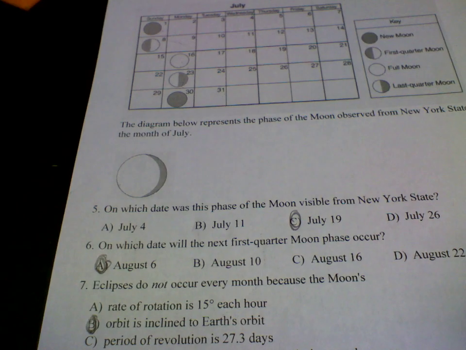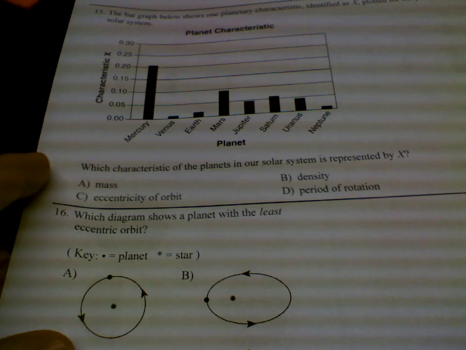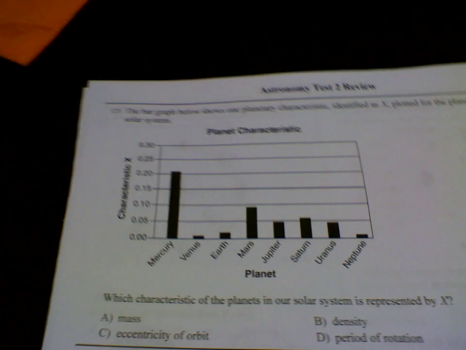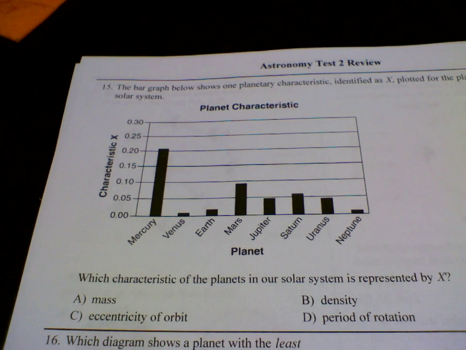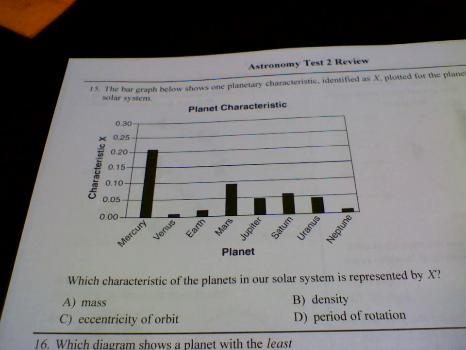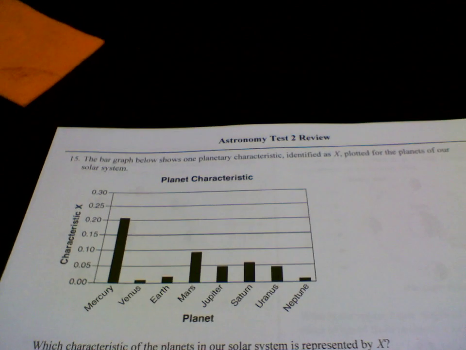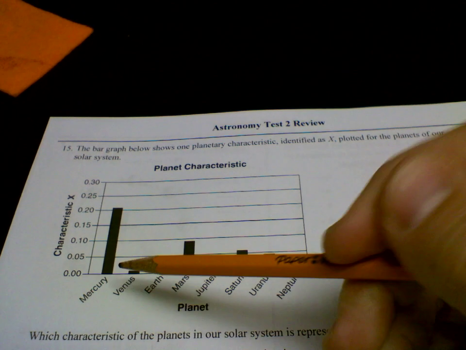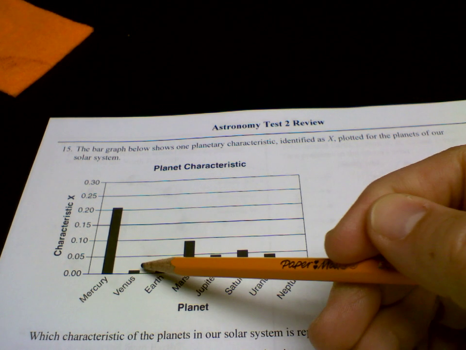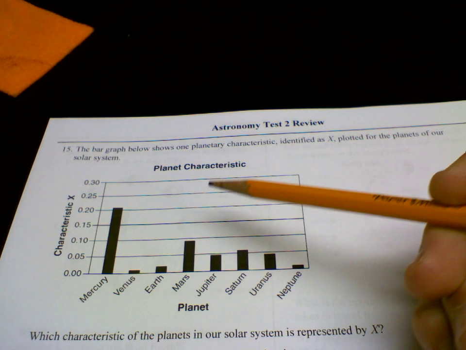Okay, now let's go to, just gotta keep my stuff going here, last page. This is a good question, number 15. I like the bar graph. The bar graph below shows one planetary characteristic identified as X plotted for the planets of our solar system. I'm doing a terrible job today on this. And here you go, Mercury, a little over 0.2. Venus is just about 0.00, Earth is a little over 0.00, and Mars is just under 0.1.